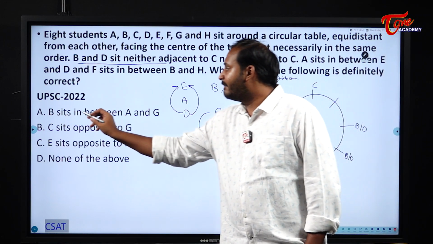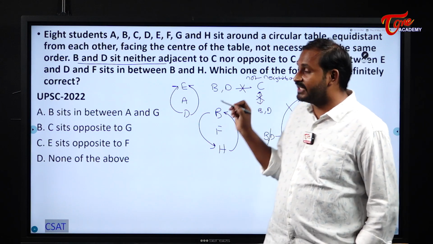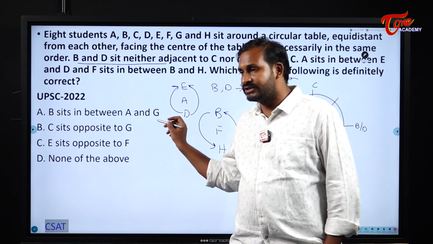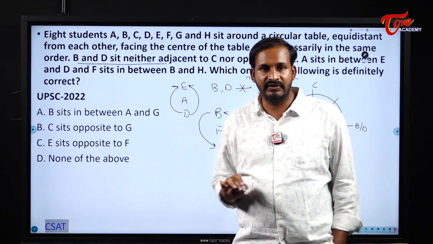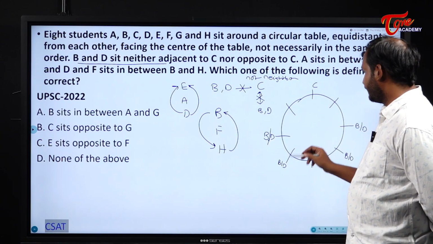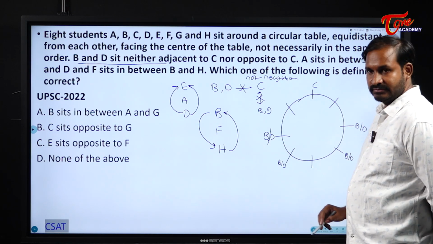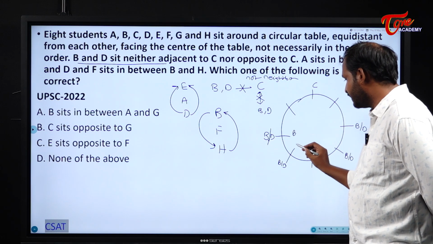So first one, B sits in between A and G. Which one is definitely correct, right? I will try to write a position such that B is not sitting between A and G. Like that I will make an arrangement. See here, for example, if I take B here and I will take D here. Intentionally I will take B here, D here.